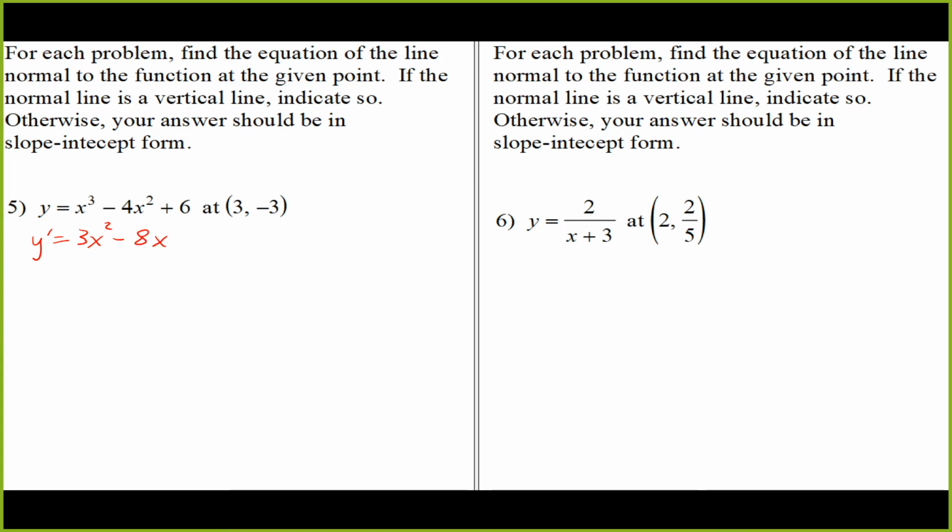I'm going to jump down to Eric. What do I need to plug in? 3. Okay, I'm going to plug in 3 for my x value. So if I plug in 3 right now, what will happen? 27 minus 24, so 3. Okay, so my original derivative is 3. Over to Kelly. Kelly, if our derivative is 3, so this is the slope of the tangent line, what will the slope of the normal line be?